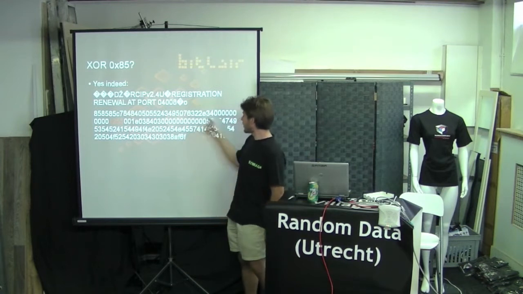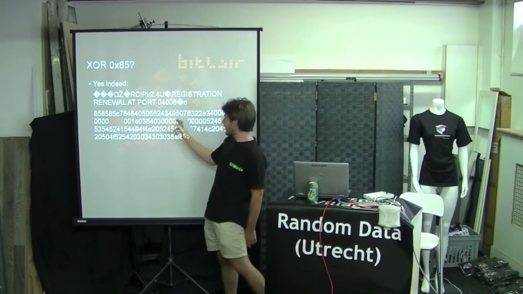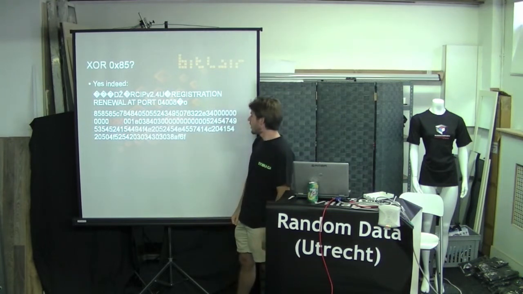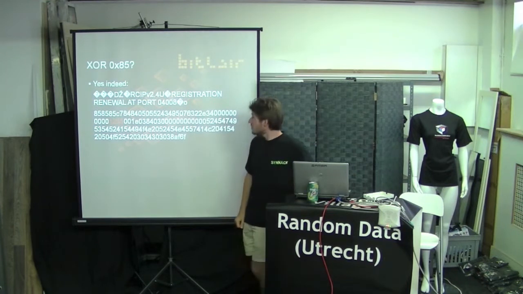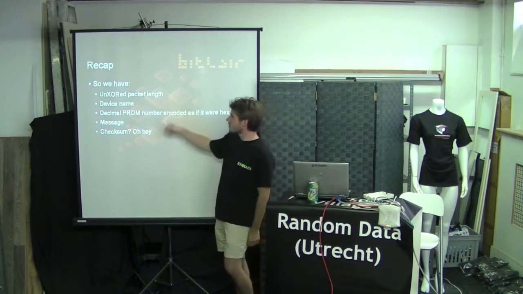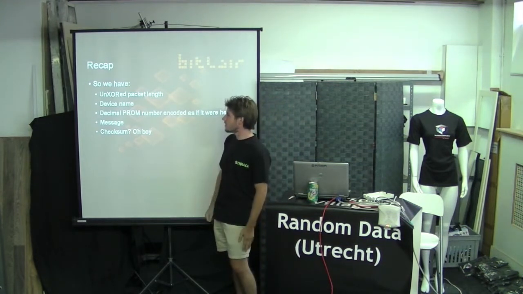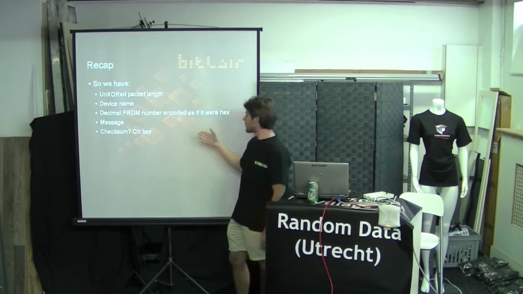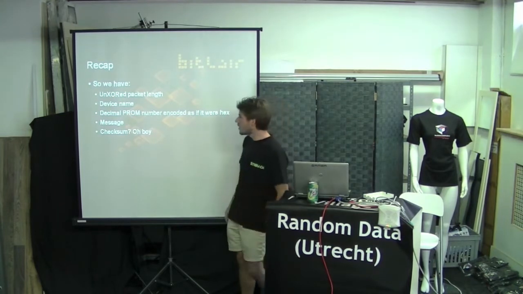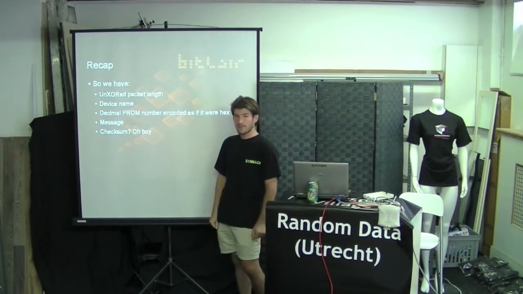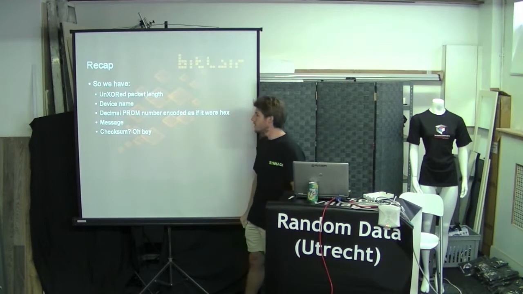But yeah, we see this again. We see the same format basically, also with the 1255 prom and the renewal, and yeah, that's basically the protocol. So basically we have the packet length, which is unxort, which is basically just plain device name, decimal prom number, encoded as if it were hex. A message, which is different for every single message that will be transmitted.